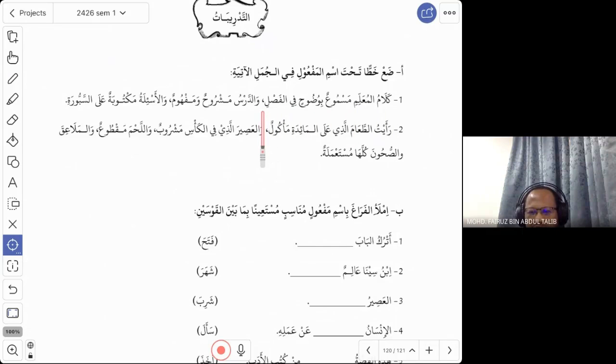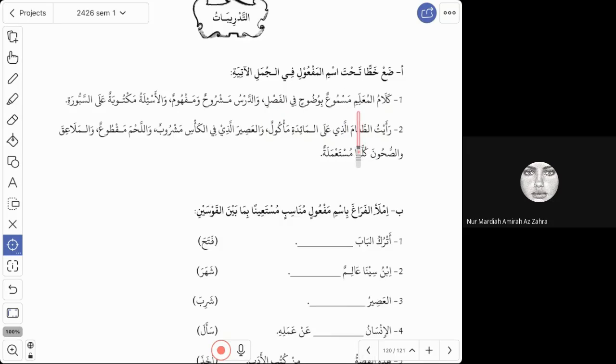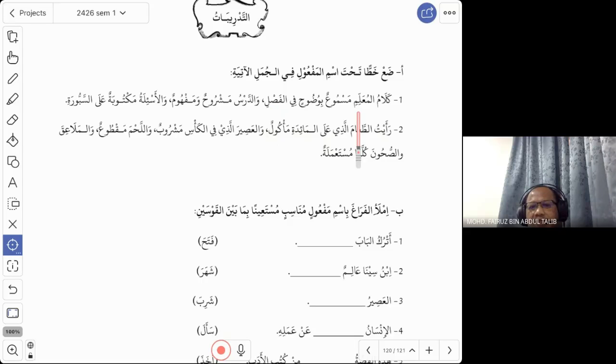Look at the جملة carefully. There is one اسم مفعول. In the first جملة كلام المعلم مسموع بوضوح في الفصل. If you said you understand the topic of اسم مفعول, then you should be able to identify اسم مفعول here. Yes, Madia. مسموع. Yes, this is اسم مفعول.